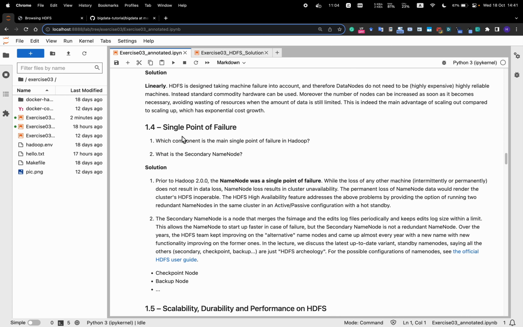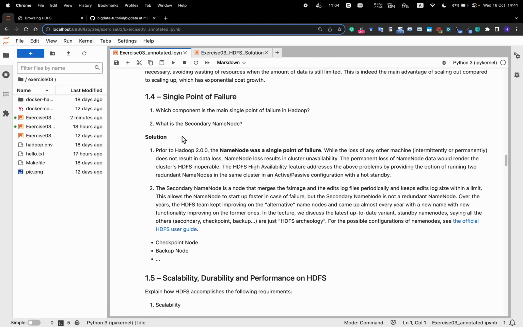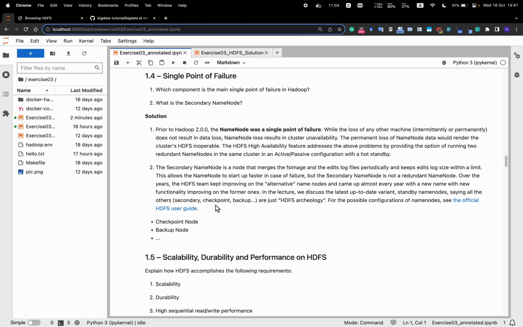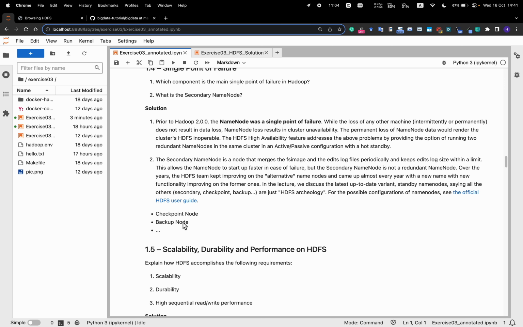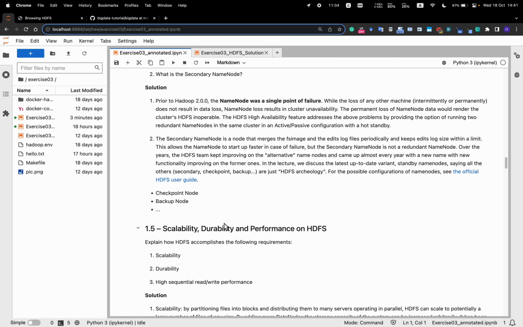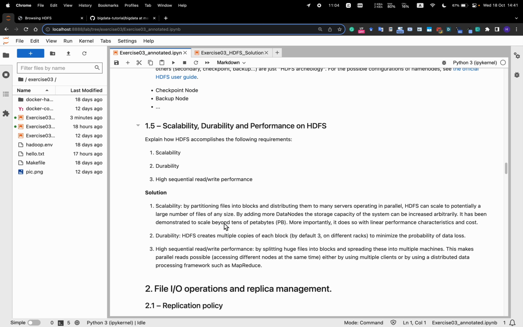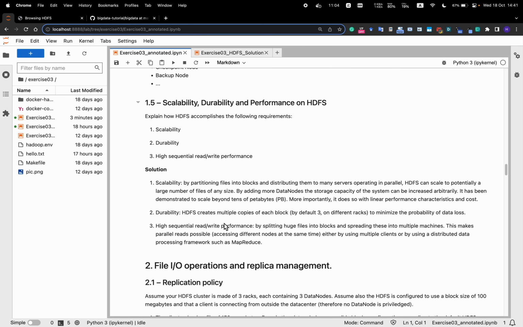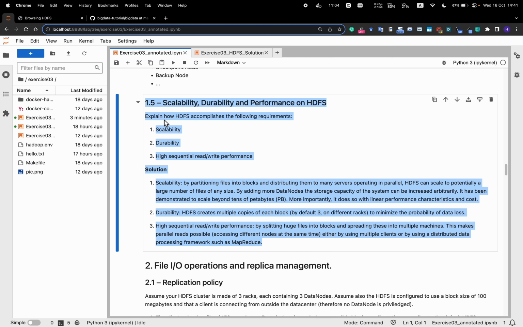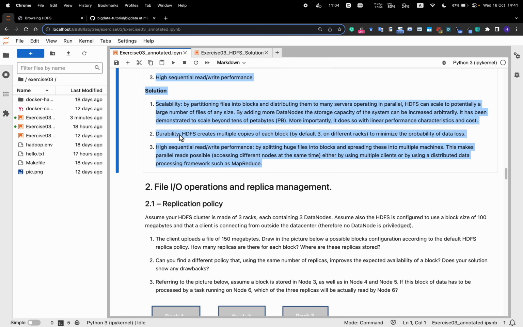Single point of failure, 1.4, we've discussed in previous questions. You can check out the user guide. There are also all kinds of nodes. I think in previous years there were things like checkpoint nodes and backup nodes, but this year it's not very likely to appear. So you can have a look, but just FYI. Scalability, durability, performance on HDFS are pretty straightforward. I've checked the solutions, they're pretty good. Have a look at it.